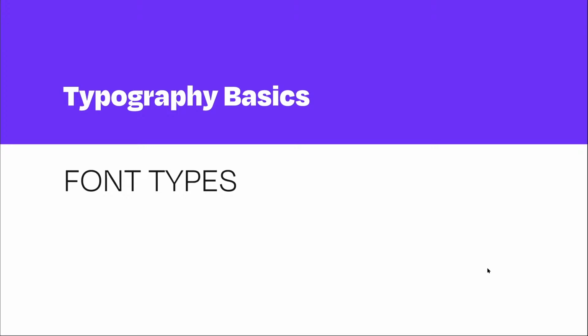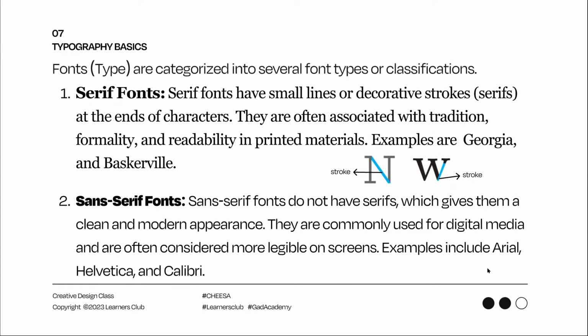Now let's talk about font types. There are different types of font. One of the fonts that we'll look at is the serif font. And just as we said, serif fonts have small lines or decorative strokes, which we call serifs, at the end of the characters. So anytime we take a serif font, there are certain styles or decorative lines at the ends of the text. And that is what we call serif. That is what makes it a serif font.